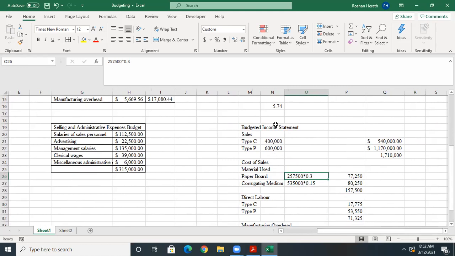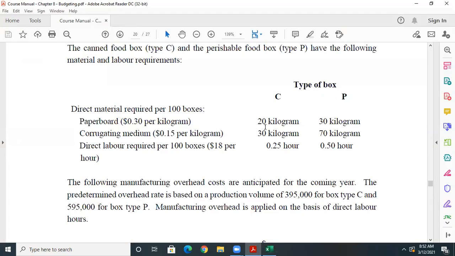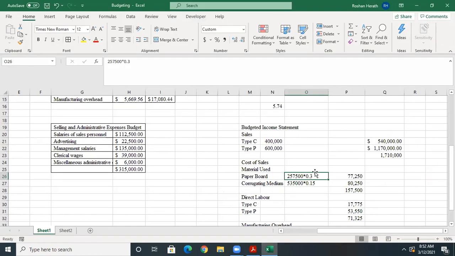Okay, no problem, let's work it out now. When it comes to material usage, we saw that per unit, or rather for 100 boxes, 20 kilograms were required. Right? So for our two products, there is type C. Sorry for that, extremely sorry for that. So it just went unnoticed.